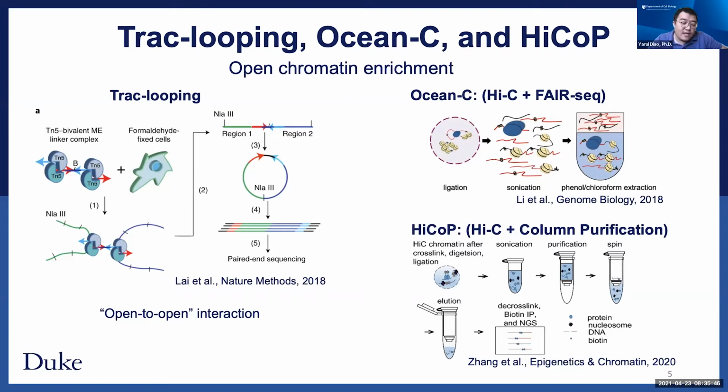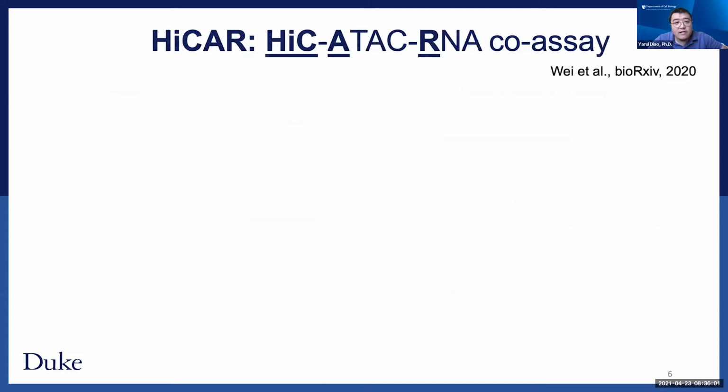You may think that Hi-C has been widely used, and HiChIP, PLAC-seq, or ChIA-PET have been widely used, but why don't we see many papers using methods such as Trac-looping, OCEAN-C, and HiCOP? There are reasons, and I'll tell you why later.